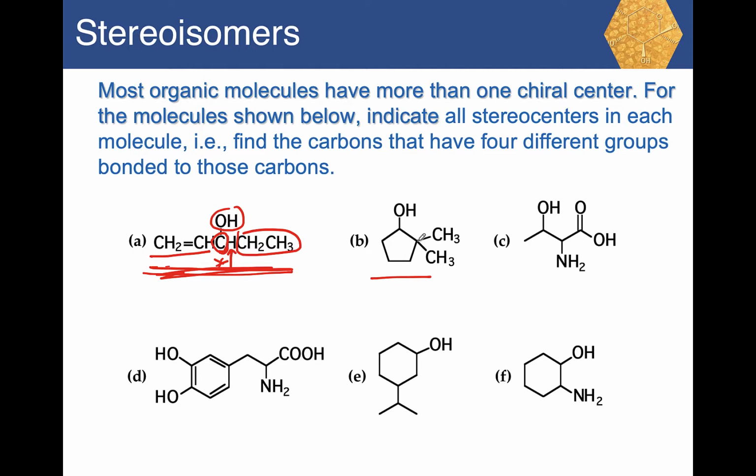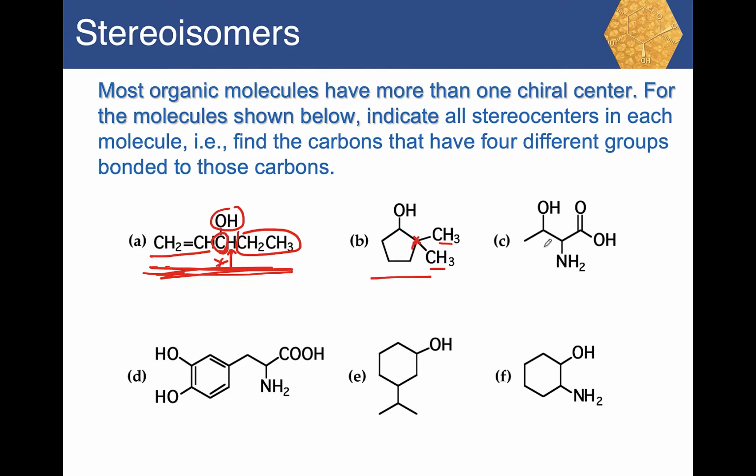Let's look at this one, for example. This carbon has a methyl group, CH3, and here's another methyl group, CH3. These two are the same, so this is not a stereogenic center. Well, we have the answer on the next slide, so let's just do the analysis.